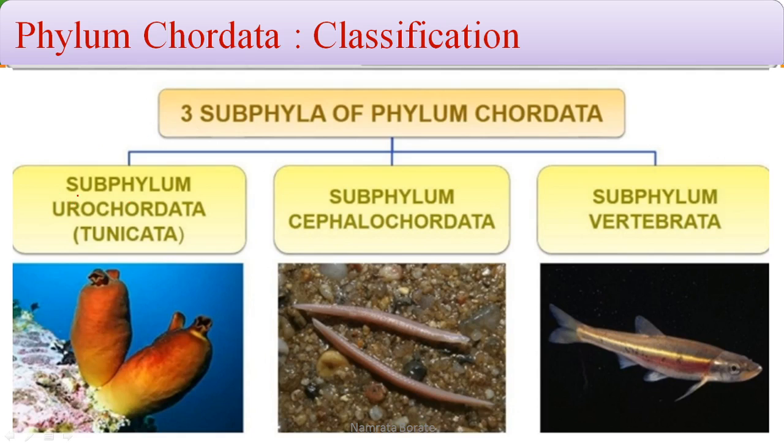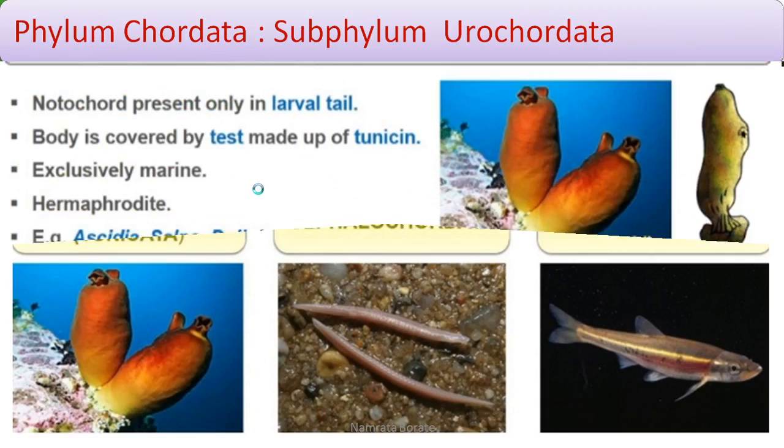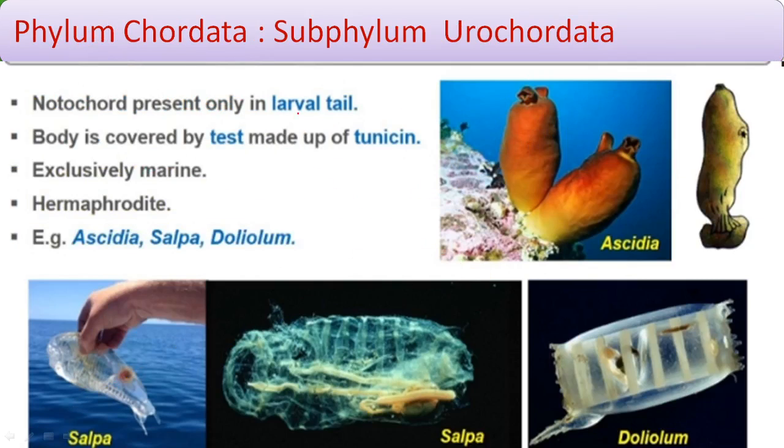Next, the phylum Chordata is divided into three subphyla. The first is Urochordata, the second subphylum is Cephalochordata, and the third subphylum is Vertebrata. The first subphylum, Urochordata, is also known as the tunicate animals.